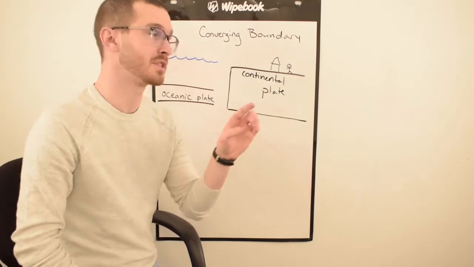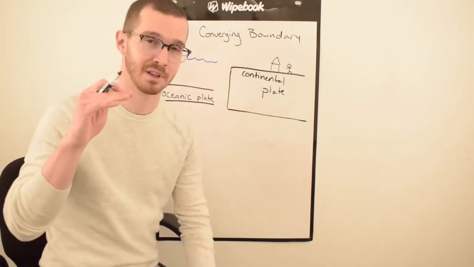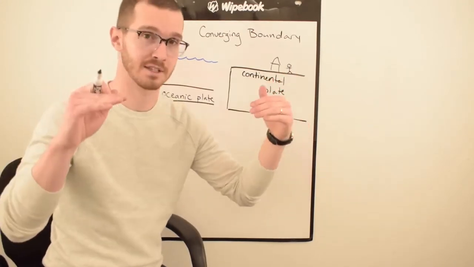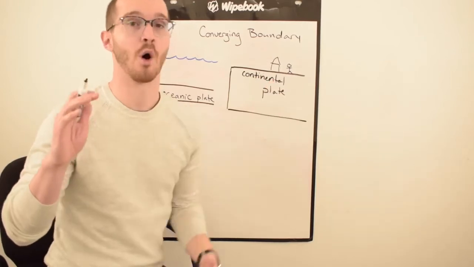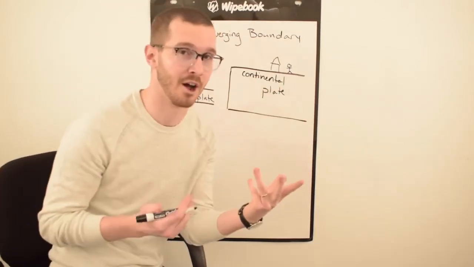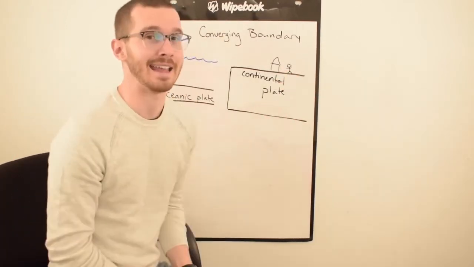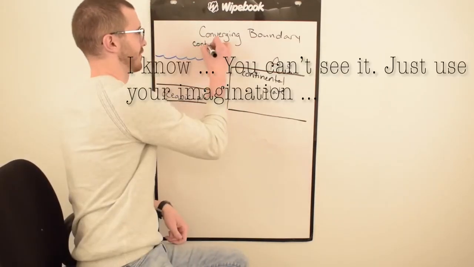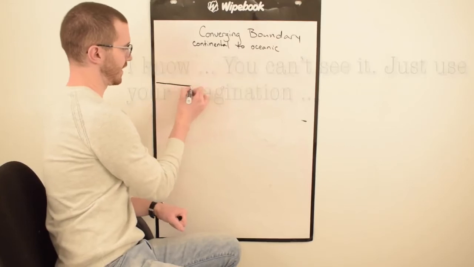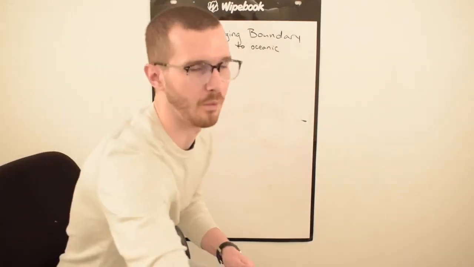That's very important because when we're talking about converging boundaries, we can have oceanic plates running into other oceanic plates. We can have continental plates running into other continental plates, or we can have an oceanic plate running into a continental plate. What we're going to draw is a continental plate converging with an oceanic plate. So here I have my oceanic plate. You can draw the water above it if you want.